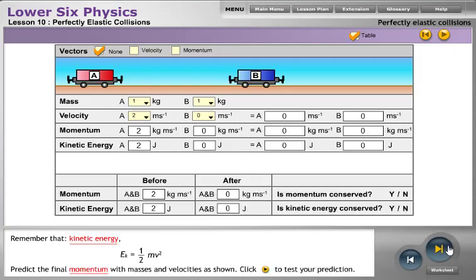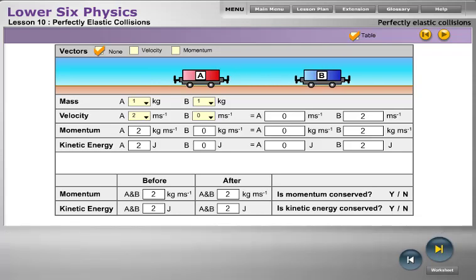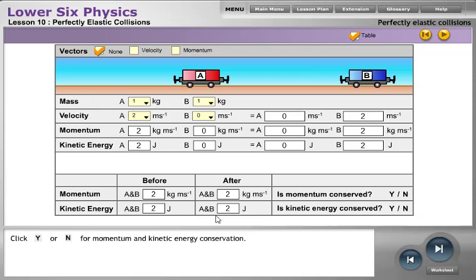Remember that kinetic energy, E subscript k, equals half mv squared. Predict the final momentum with masses and velocities as shown. Click Start to test your prediction. Click Yes or No for momentum and kinetic energy conservation.